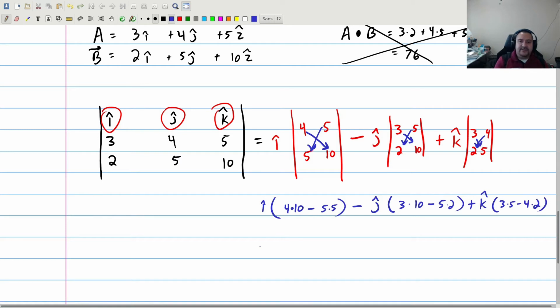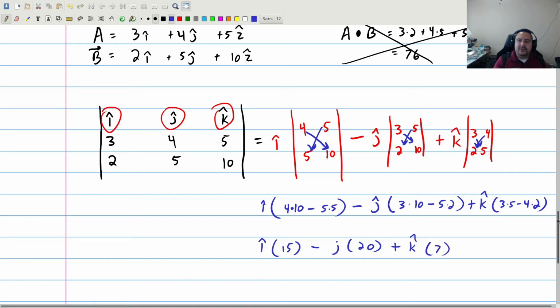Now all we have to do is simplify this. So this is going to be i hat. Let's see, 4 times 10 is 40. 5 times 5 is 25. 40 minus 25 is 15. Minus, let's see here, we have 3 times 10 is 30. 5 times 2 is 10. 30 minus 10 is 20. Plus k hat. And then 3 times 5 is 15. 4 times 2 is 8. 15 minus 8 is 7.